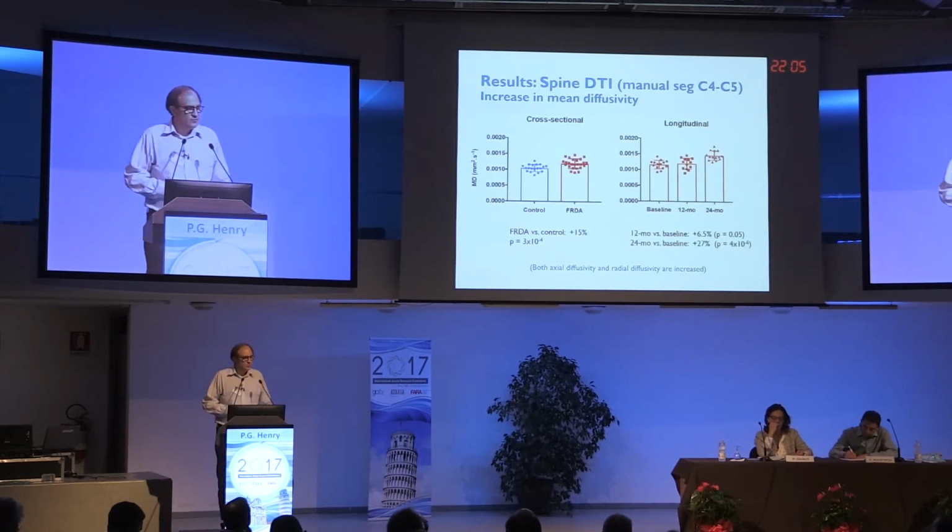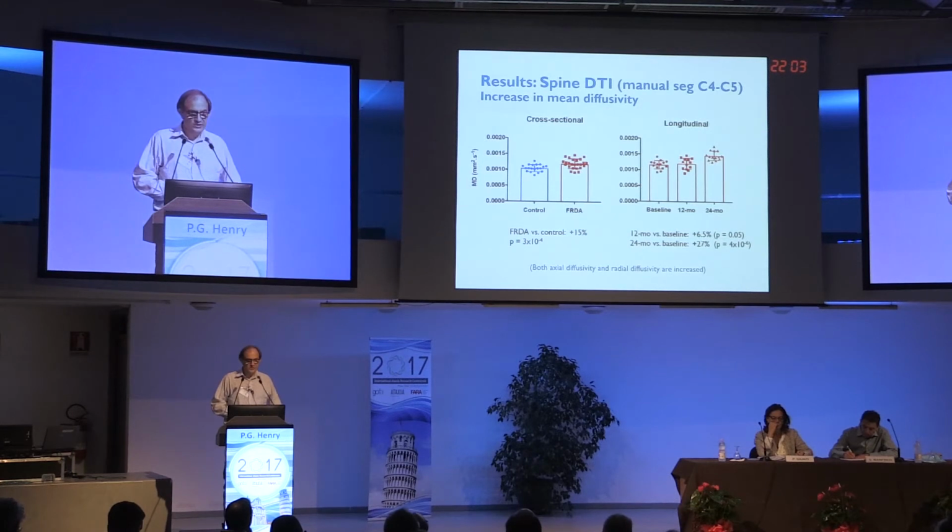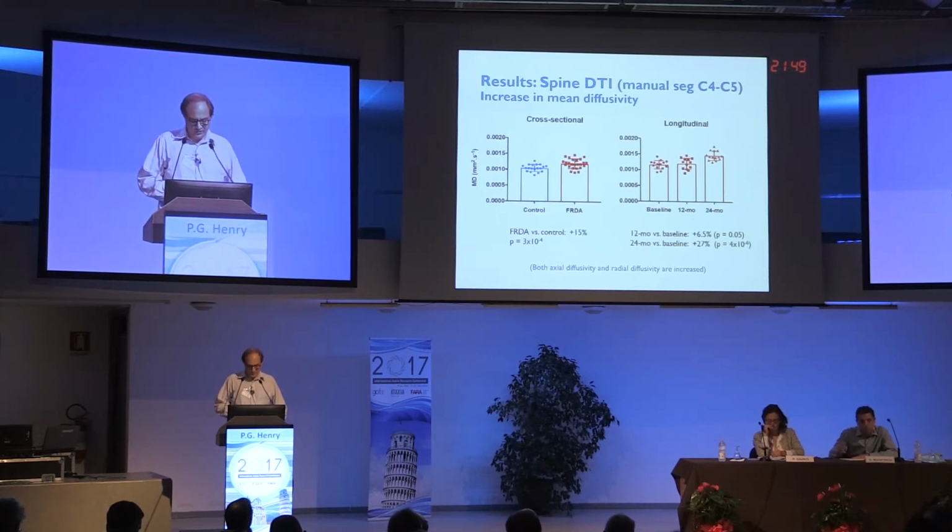The same was true for mean diffusivity, that was increasing. And mean diffusivity was 15% higher in patients than in controls. And similarly, in longitudinal, we had an increase in MD over 12 and 24 months. And both the axial and the radial diffusivity were increased.